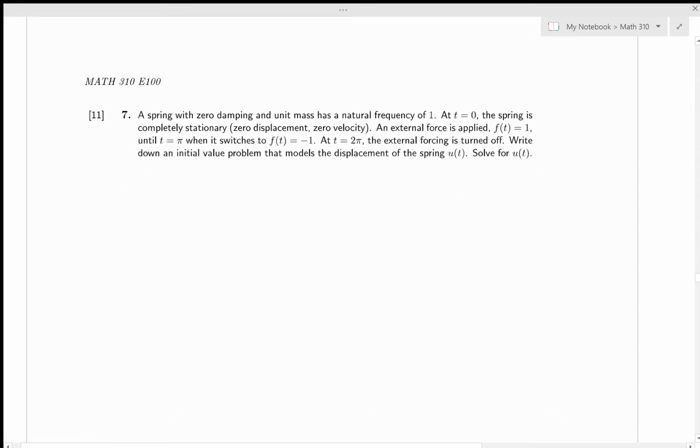All right, a word problem. Okay, I'm starting to read the question. A spring with zero damping, gamma equals 0, and unit mass, m equals 1, has natural frequency of 1. At time equals 0, the spring is completely stationary. What is that telling me? That is telling me the initial condition at t equals 0.